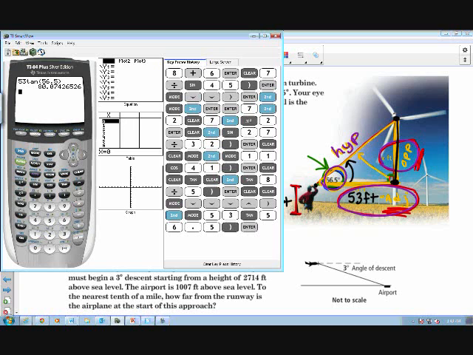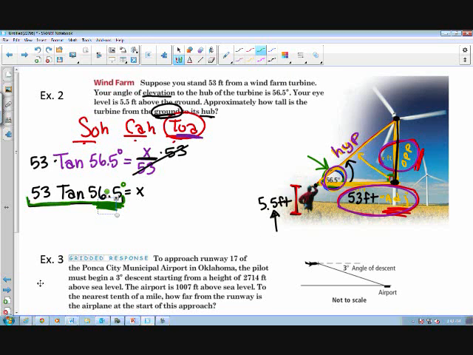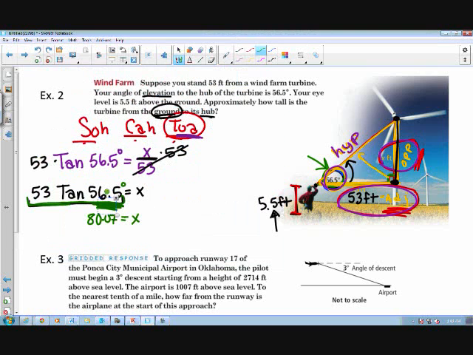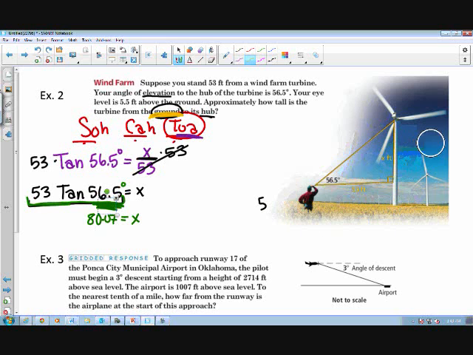All right, so we get approximately 80.07. It didn't tell us how to round, so I'm going to go to the hundredth. 80.07, because the hundredth is a good place to round. Now, I did just catch that it said from the ground. But 80.07, I have a lot of stuff on here, so I'm going to erase this really quick. 80.07 is only from here to here.